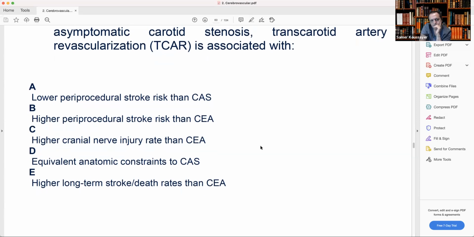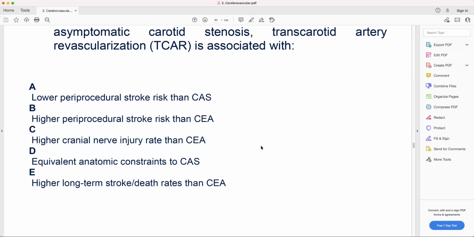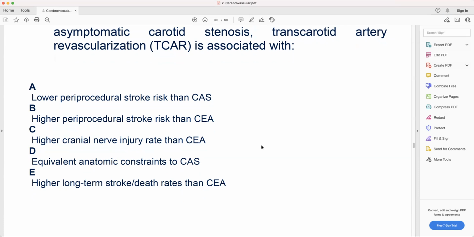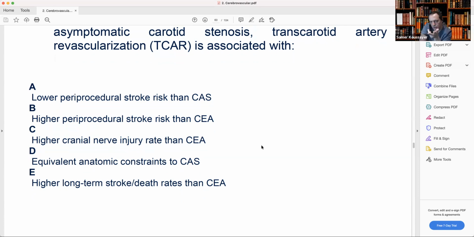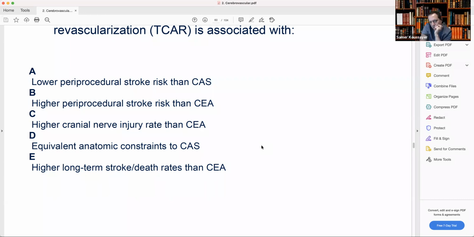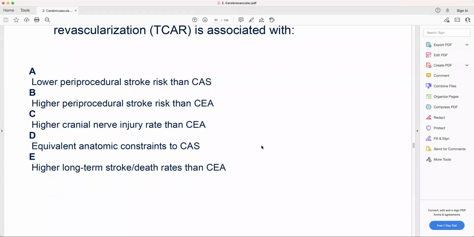Okay. Equivalent anatomic constraints to CAS? No, because we don't go through the arch. Correct. CAS you can do for arch type 1 and type 2, and maybe type 3, whereas TCAR you can do for any type of arch because you don't care. Higher long-term stroke and death rates than carotid endarterectomy? No, the same really. There was no difference between surgery in death and stroke. So the right answer would be A. The answer is A.